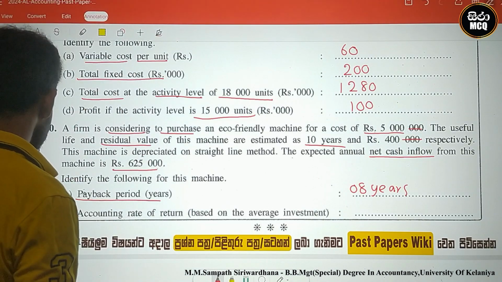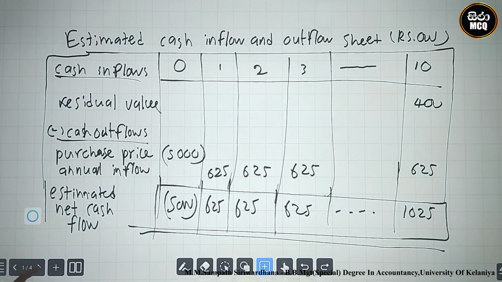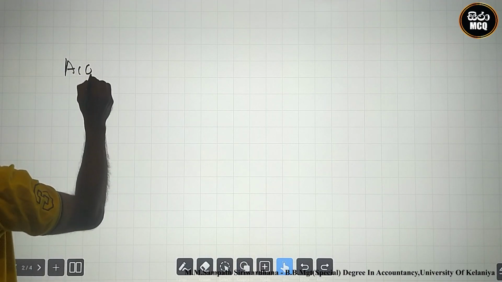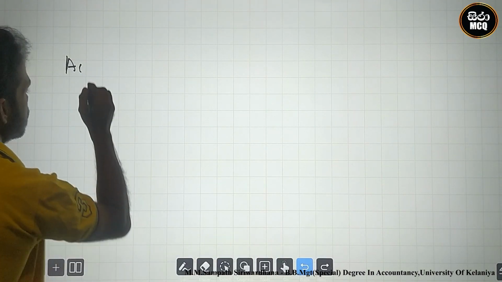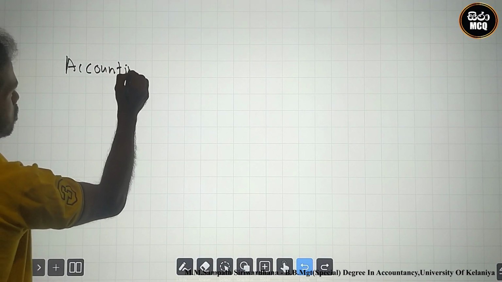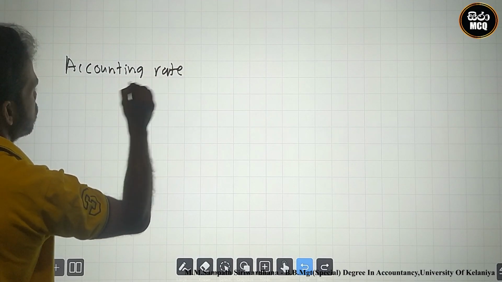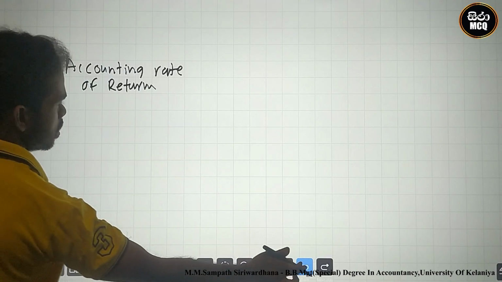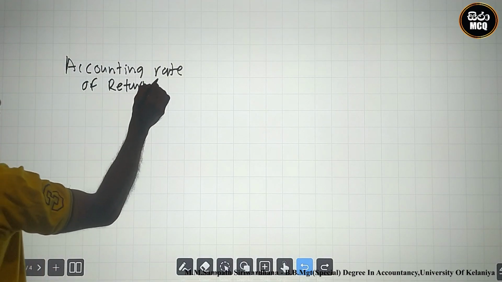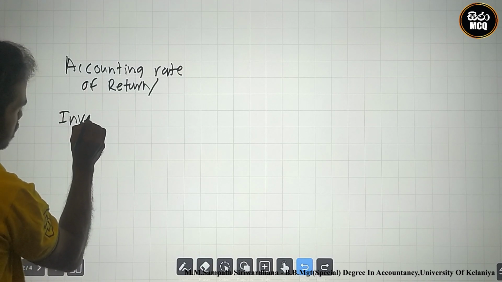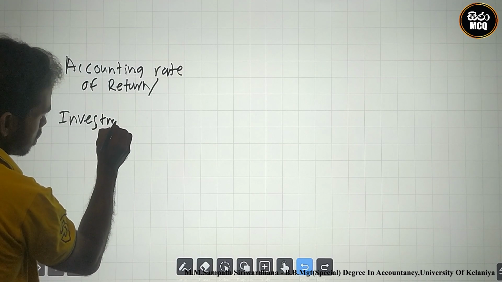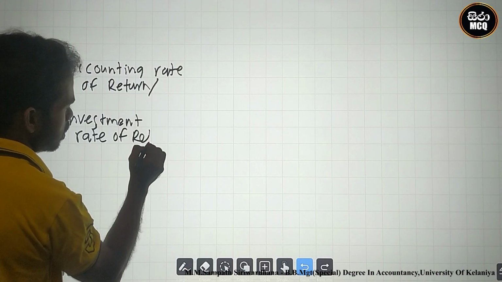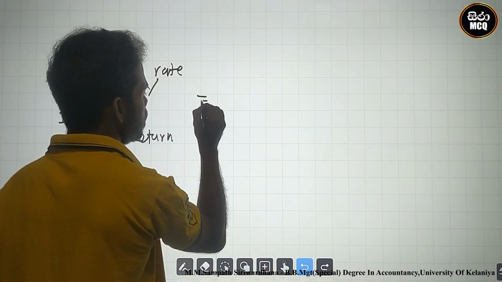Next, the accounting rate of return based on average investment. How can we calculate the accounting rate of return? It is the same as the investment rate of return. There is a formula.